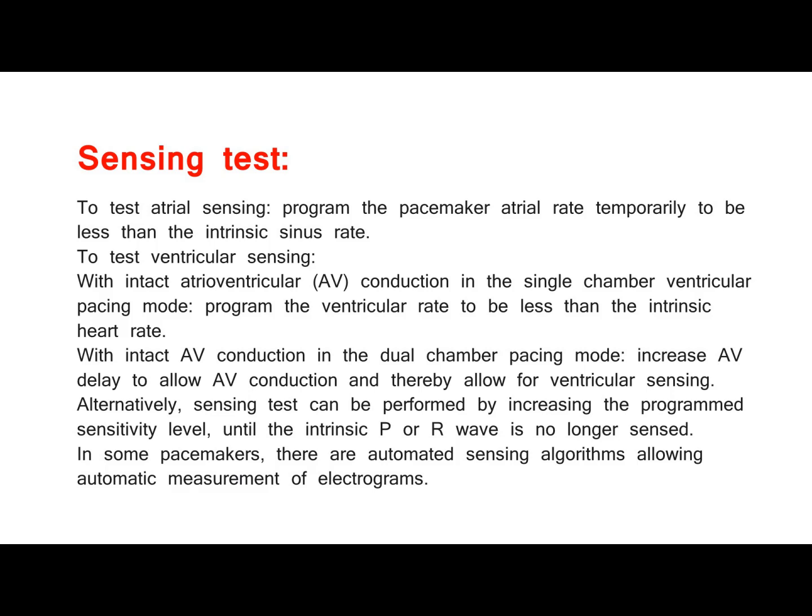With intact AV conduction in the dual-chamber pacing mode, increase AV delay to allow AV conduction and thereby allow for ventricular sensing. Alternatively, the sensing test can be performed by increasing the programmed sensitivity level until the intrinsic P or R wave is no longer sensed. In some pacemakers, there are automated sensing algorithms allowing automatic measurement of electrograms.